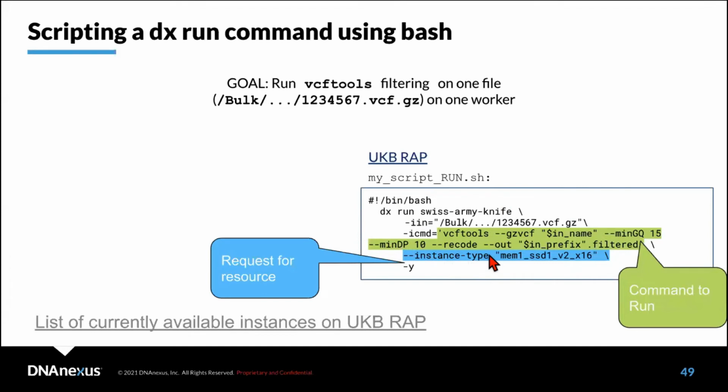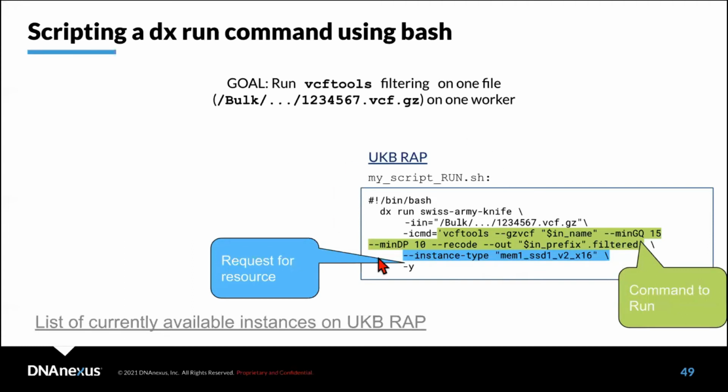So in the documentation, you can find the default instance, but if you would like to configure it, or if you would like it to be explicit, you can add the --instance-type parameter, and then you can have the instance name. So where will you get the instance name? That's why we have a list of currently available instances on UKB RAP. You can click on that link and you will see the different names that you can fill this in.